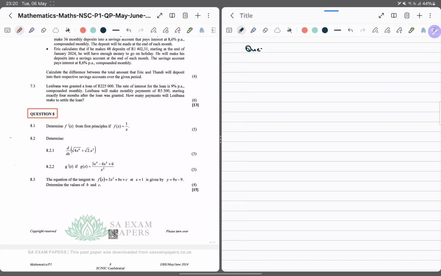So for those who were in the class, this is just more of a fortification, or call it a reinforcement. So we're going to deal with 8.1. Here, the question is for us to find the first derivative from the first principles of this.